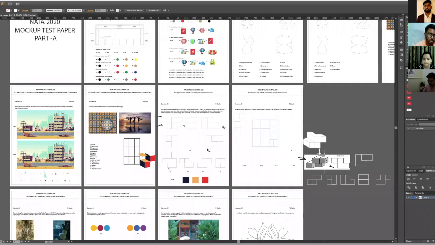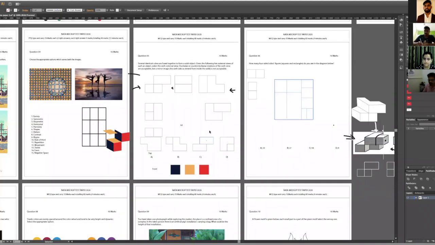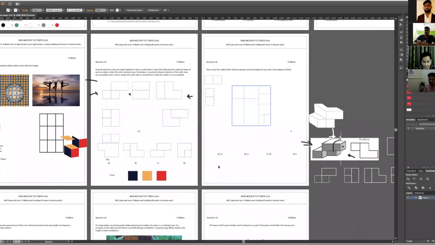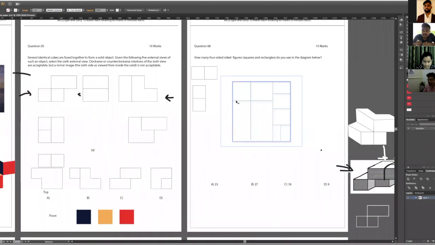Shall we move? Yes, sir. So what's the answer for the sixth one? Sixth one is A23. That's the answer. I think that Akhilesh sir will teach you. That's a very simple technique, counting squares and rectangles.